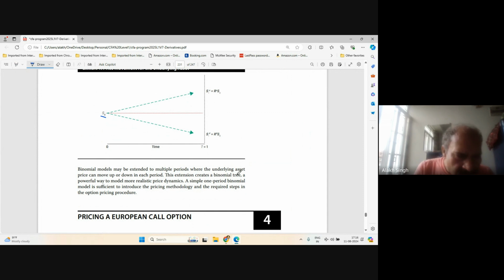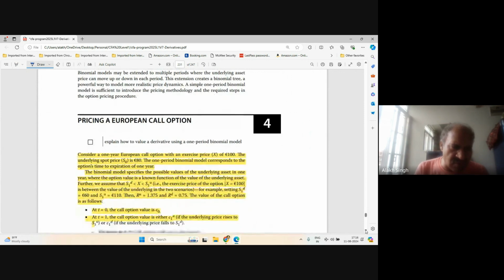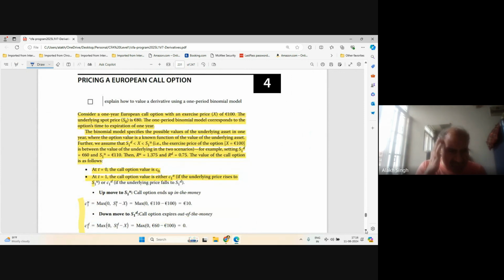Now, the probability. How do we calculate it, and why is it useful? How are we pricing this? The method is that we calculate this R. So let's take a real example. Consider a 1-year European call with an exercise price of 100. The underlying current price is 80. One period corresponds to the one time to expiration.